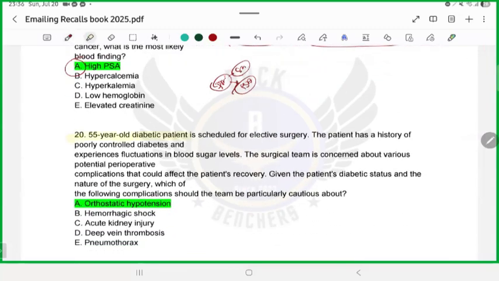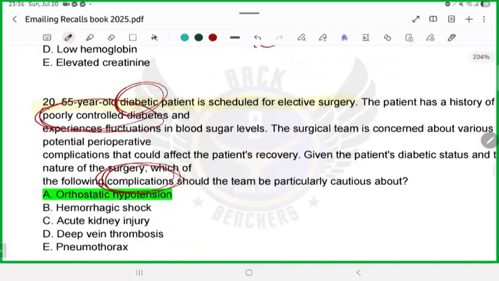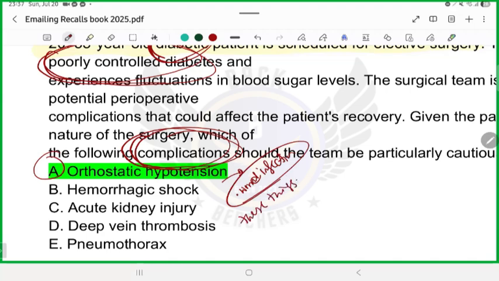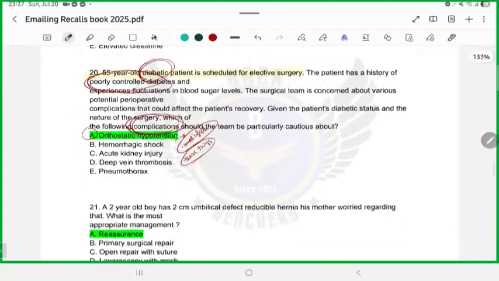So here the patient is having elective surgery, a diabetic patient. And anytime there's a poorly controlled diabetic patient, remember, in case of complication, they will give you some specific things: orthostatic hypotension, wound infection, orthostatic hypotension. Only these things they will give.